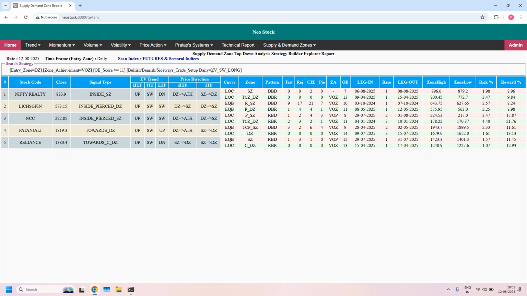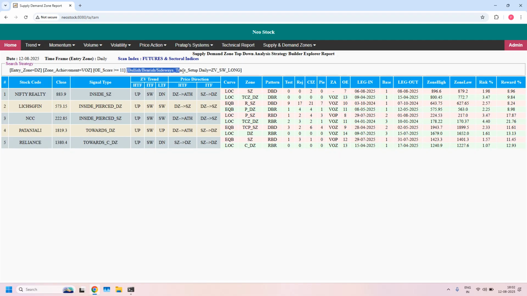Here any mistake you can identify here. Earlier I have seen bullish, that's why I identified the mistake. Always look into the search strategy. Any doubt if you get, look into the search strategy. Any mistakes you can identify here. See entry time frame daily and entry zone demand zone. And zone achievement violated opposing zone. Odd enhancer score for sideways trade setup 11.